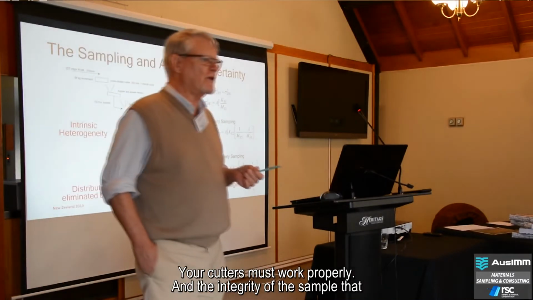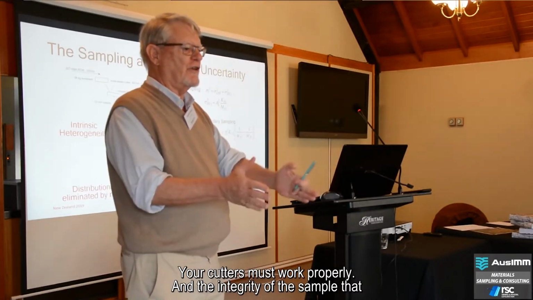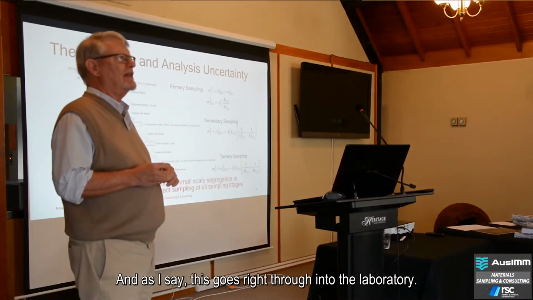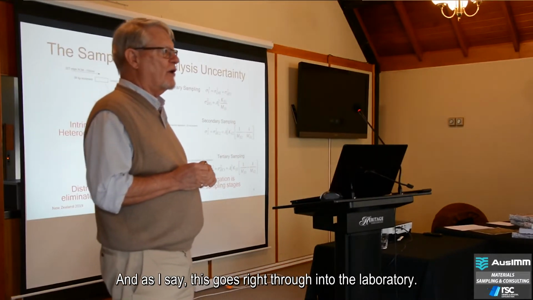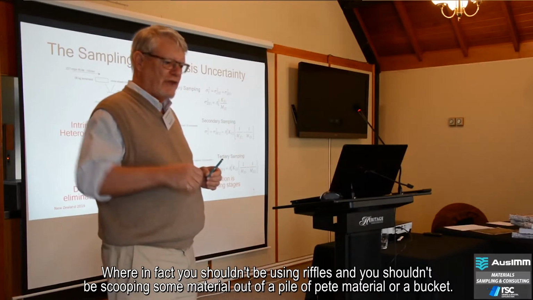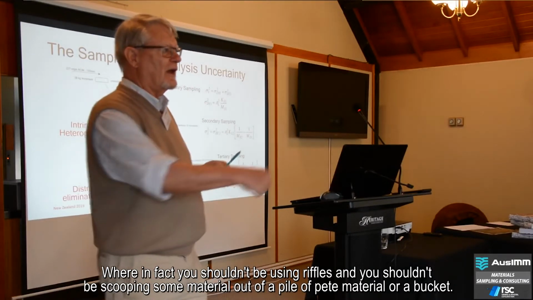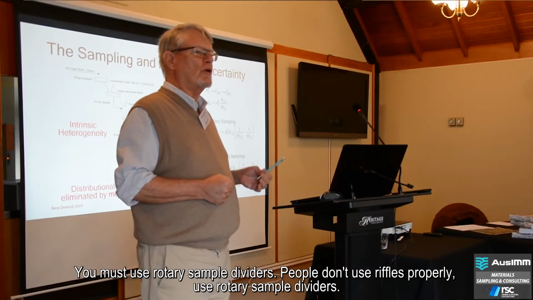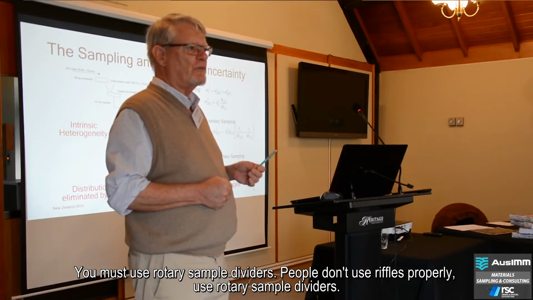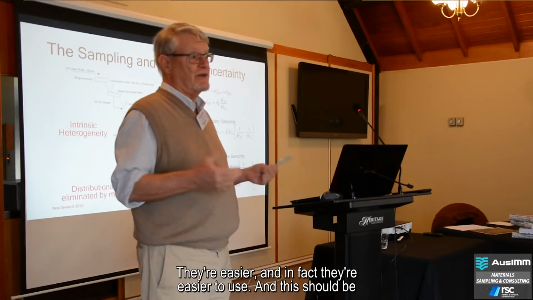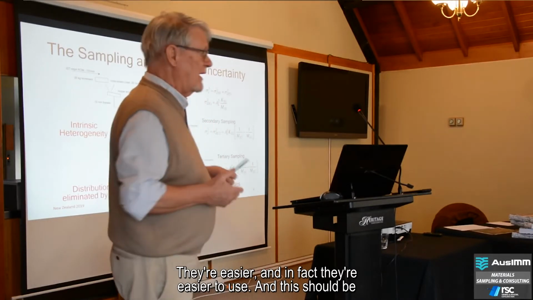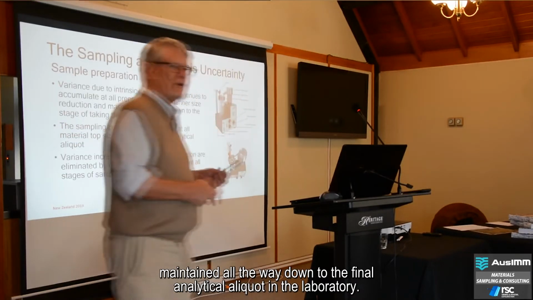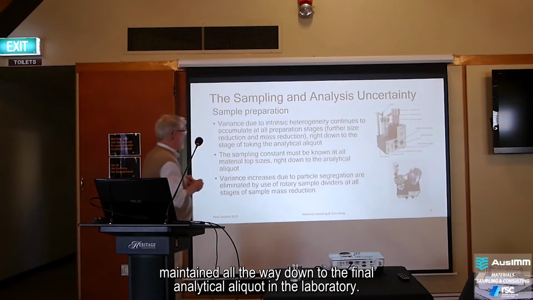Your cutters must work properly, and the integrity of the sample that falls into the cutter must be maintained at all stages of sampling. And as I say, this goes right through into the laboratory, where in fact you shouldn't be using riffles, and you shouldn't be scooping some material out of a pile of material or a bucket. You must use rotary sample dividers. People don't use riffles properly. Use rotary sample dividers. They're easier. In fact, they're easier to use. And this should be maintained all the way down to the final analytical aliquot in the laboratory.